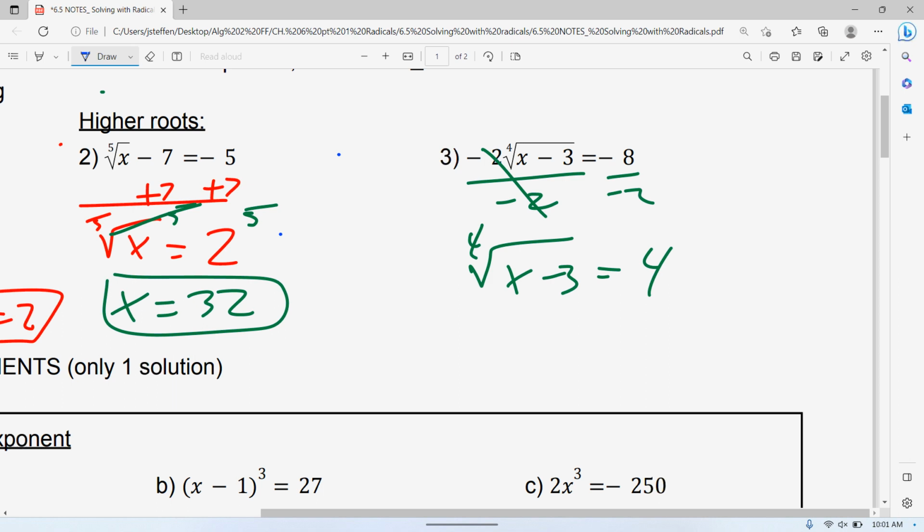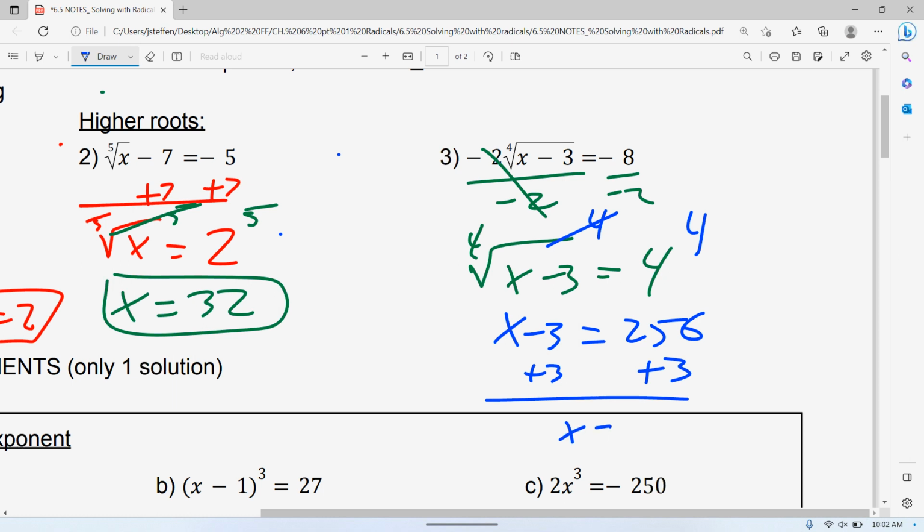So again, to cancel out a fourth root, I take both sides to the fourth power. So x minus 3 is equal to 4 raised to the 4, which is 256. Add 3 to both sides. You get x is equal to 259.